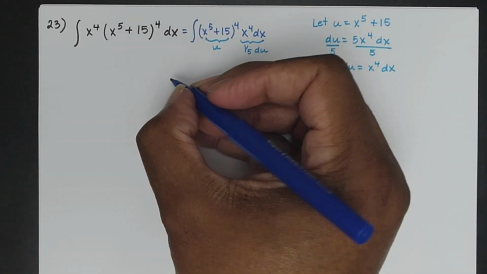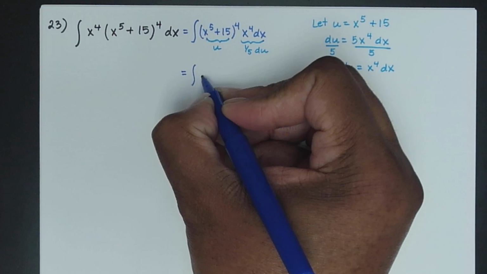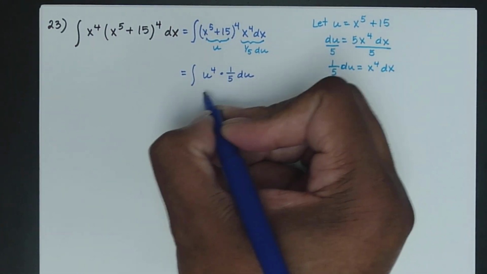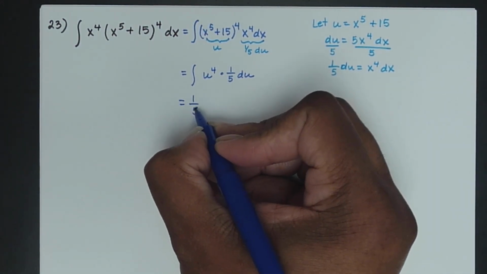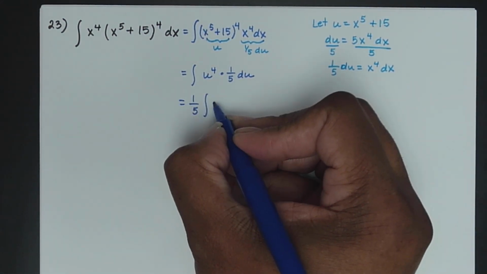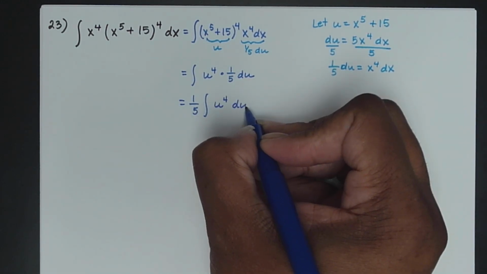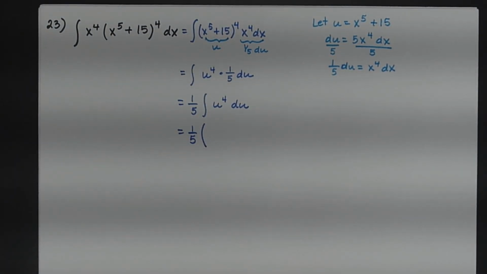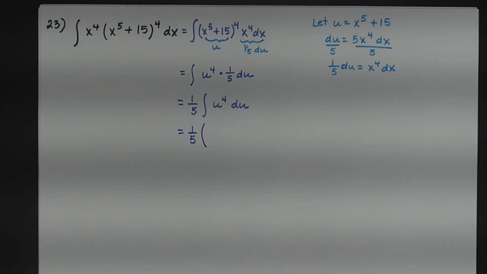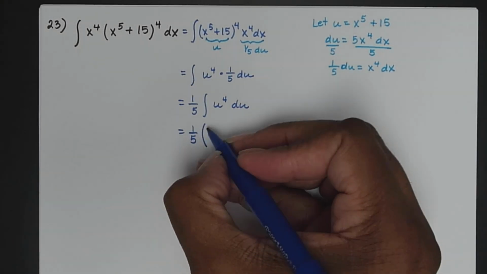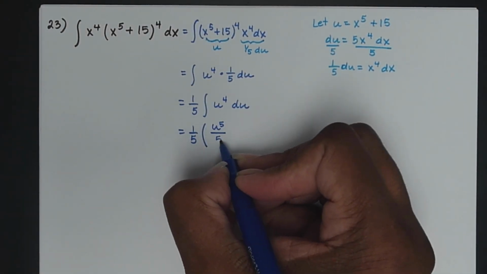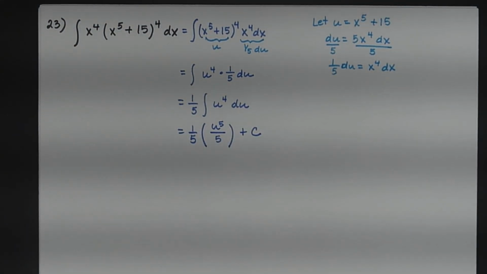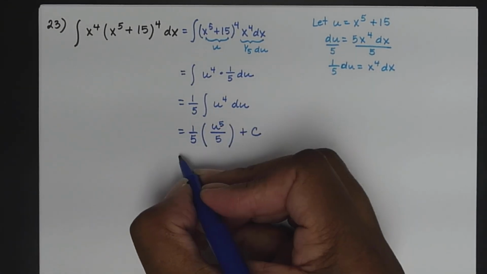So that means I'm going to have the integral of u to the 4th times 1/5 du. And I can pull the 1/5 out in front of the integral sign, so it'll be 1/5 times the integral of u to the 4th du. And from here I can use the power rule to integrate u to the 4th du by increasing the power by 1 and dividing it by that new exponent. So this will be u to the 5th divided by 5, plus c because of the indefinite integral. So 1/5 times 1/5 will be 1 over 25.